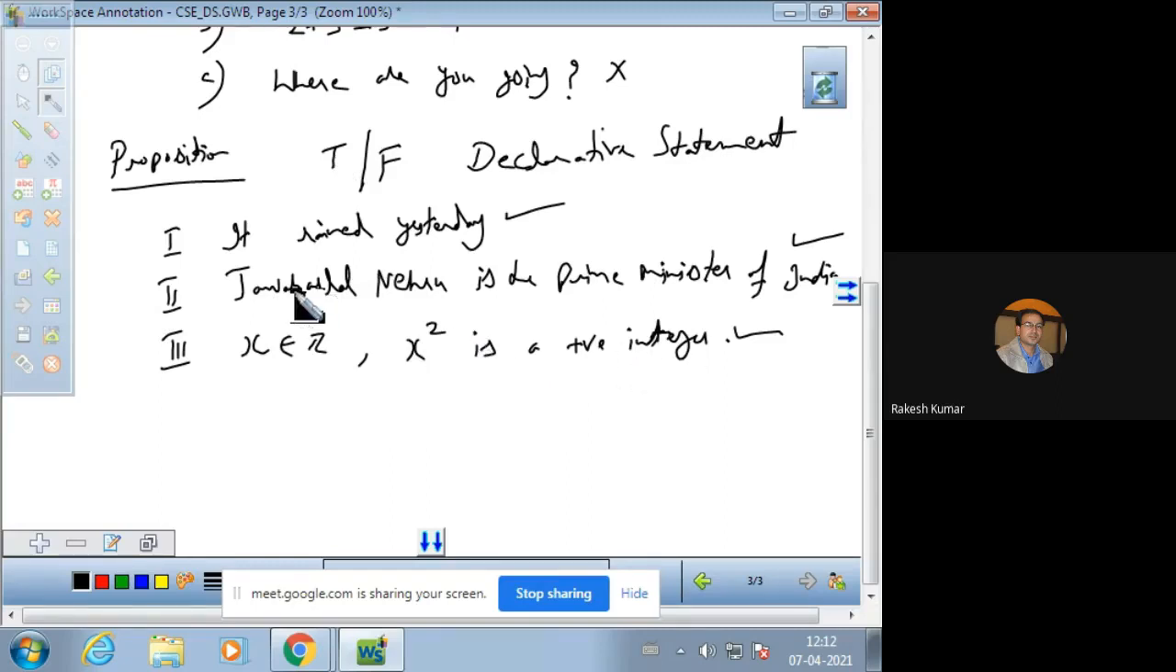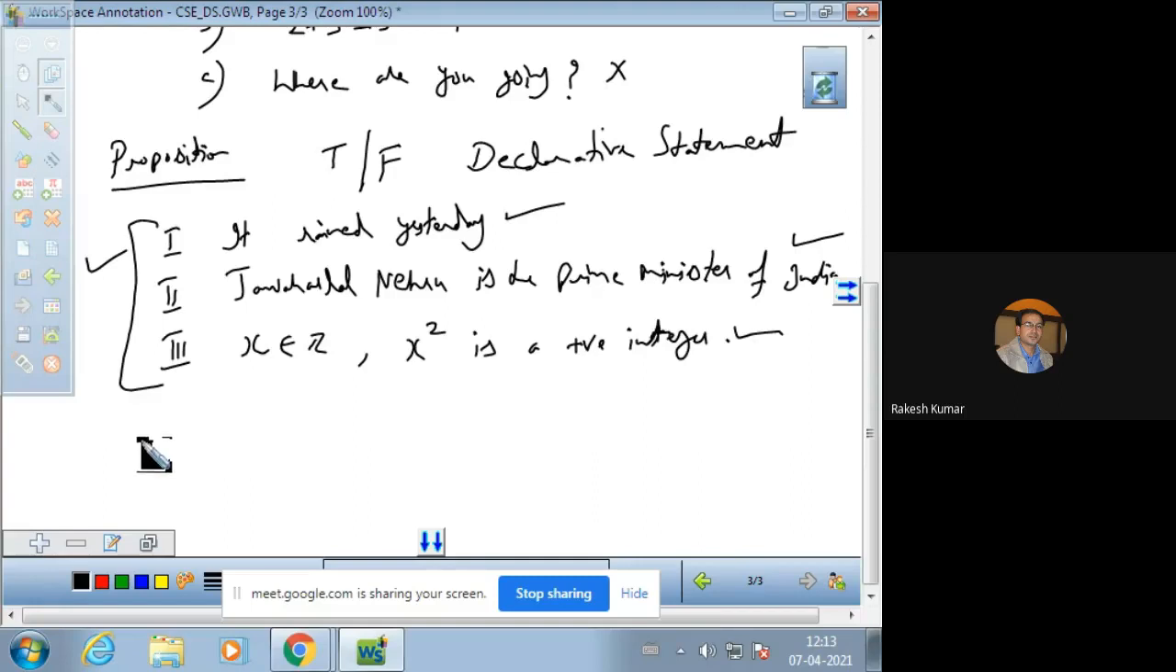We all know Jawaharlal Nehru is the Prime Minister of India. Yes, it is a true statement. It rained yesterday. If it has rained yesterday, only then will we say it rained yesterday. So this is also a true statement. So we can say that all these examples are examples of a proposition.